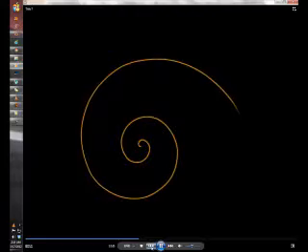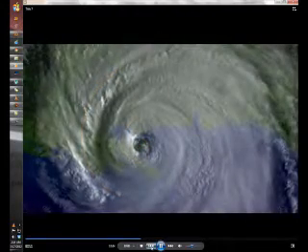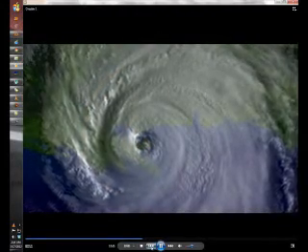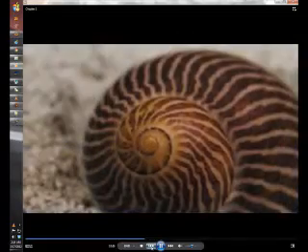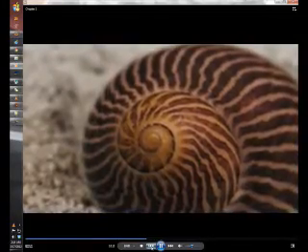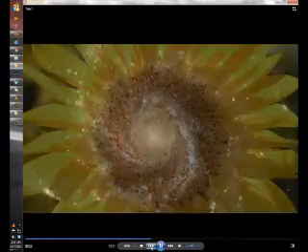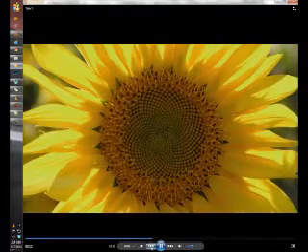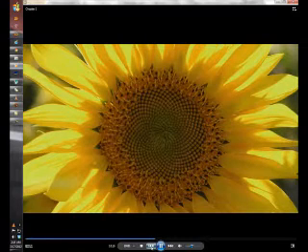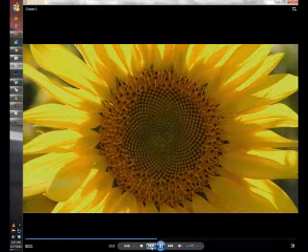Natural spiral patterns of this type can be observed in many places, from the cloud formations of a hurricane to tiny shells on the beach, from the arrangement of the stars in a galaxy to the seeds on a sunflower head. What causes these spiral patterns?